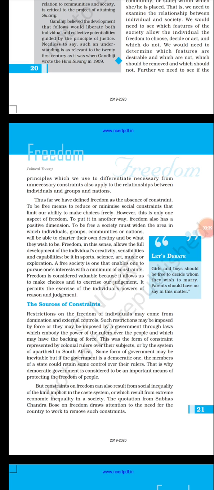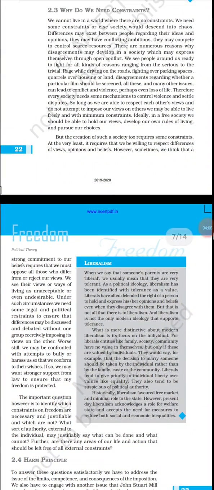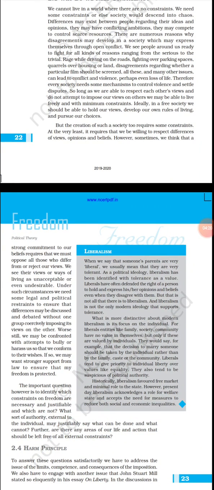This harm principle has been beautifully discussed by one of the philosophers, John Stuart Mill. The name of his essay is On Liberty. In On Liberty, he has discussed the harm principle. According to him, there are two important distinctions that he introduced: self-regarding actions and other-regarding actions.